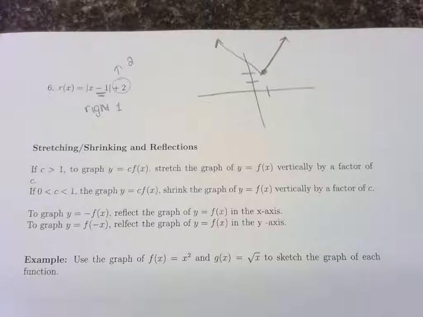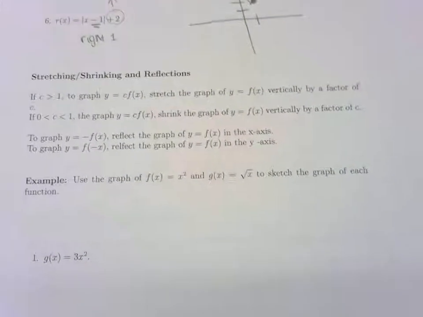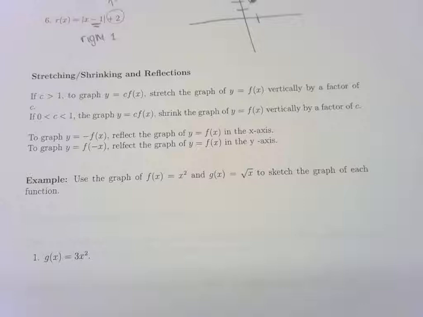Stretching and shrinking, and we also have reflections here. If c is greater than 1, notice it's not 0 anymore, it's 1. To graph y equals c times f of x, stretch the graph y equals f of x vertically by a factor of c. So we're going to be stretching. If c is in between 0 and 1, to graph y equals c times f of x, we're going to shrink the graph vertically by a factor of c.